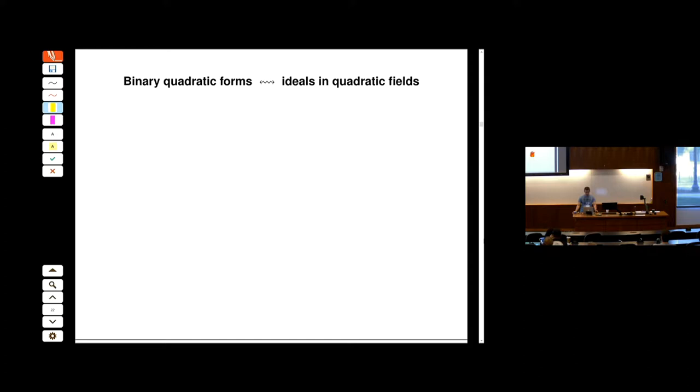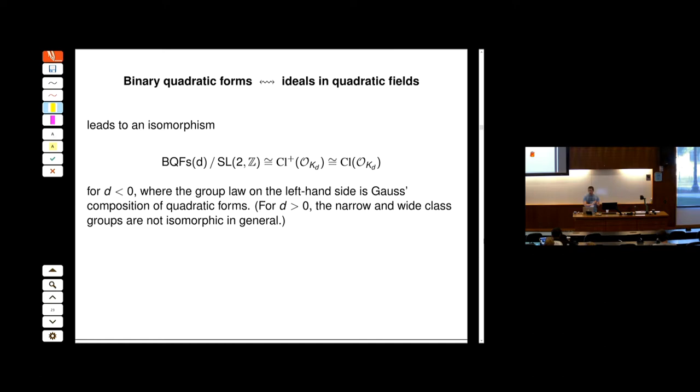So what we've done is essentially hand-waved a proof that I can go both ways from binary quadratic forms. I can associate ideals in quadratic fields, and I can go back, and in fact this leads to an isomorphism of the quotient of binary quadratic forms of discriminant D, with D negative, modulo SL2(Z), with the narrow class group of the ring of integers of the imaginary quadratic field. Because we're working with D less than 0, that is equivalent to, or isomorphic to, the wide class group of the imaginary quadratic field. If you were working with real quadratic fields, this isomorphism would not work, but you would still have something of this sort.